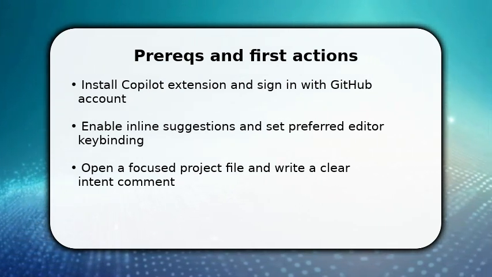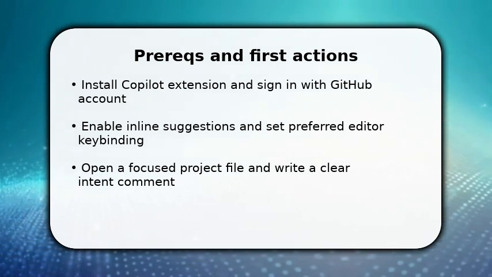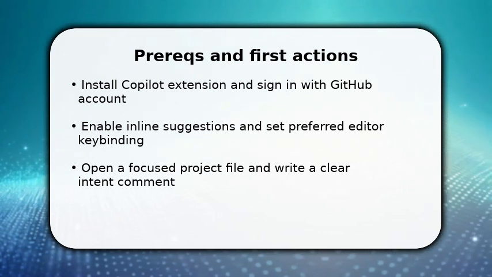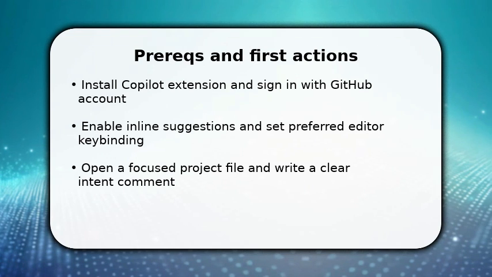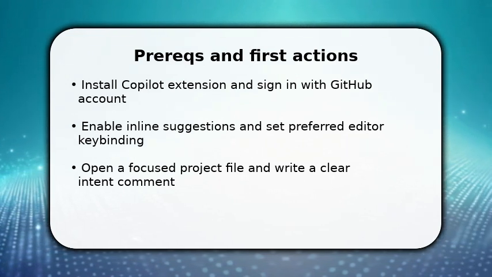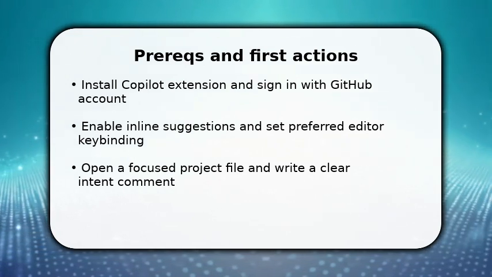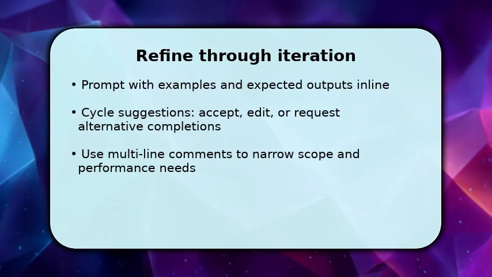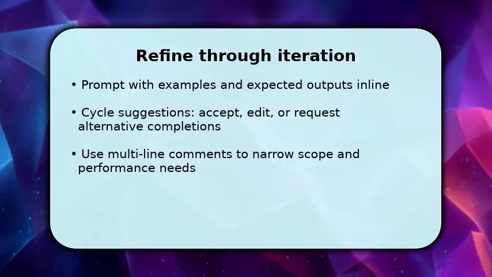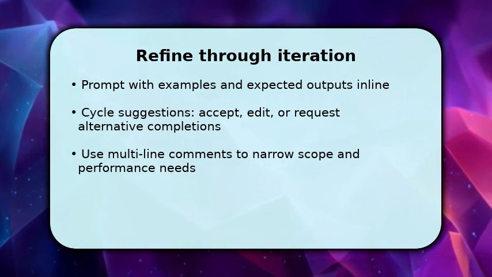Then trigger the first suggestion with your key binding, review it quickly, and accept or iterate. You're now in control of meaningful, context-aware completions. Once you have a baseline suggestion, refine by giving Copilot concrete examples or small test cases inline. This trains the model on your desired output.